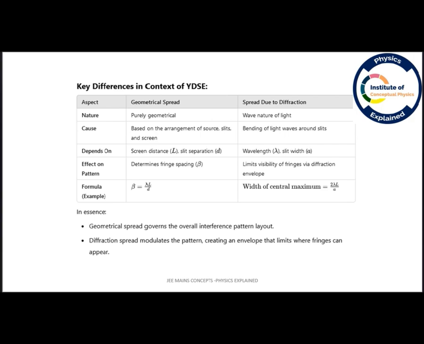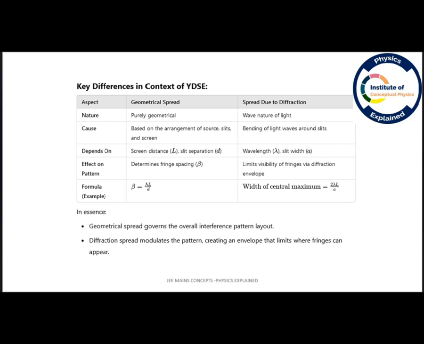And of course the spread due to diffraction is because of the wave nature of light. Whereas the YDSE is also created because of the wave nature of light, but the YDSE fringe width is purely dependent on the geometrical factors, hence the name geometrical spread in the case of YDSE, which refers to the fringe width. Okay, so I hope this is a good concept you learned today.